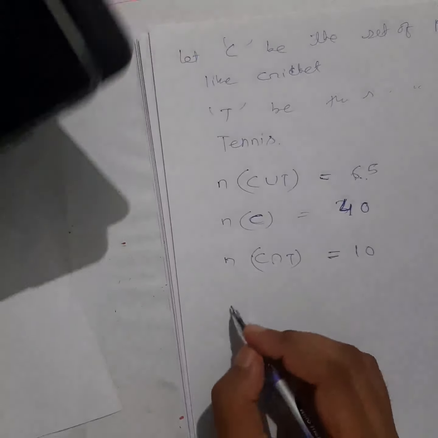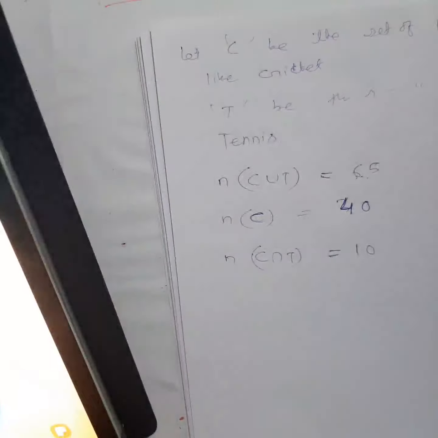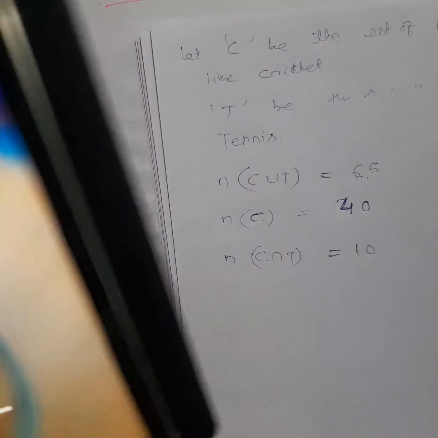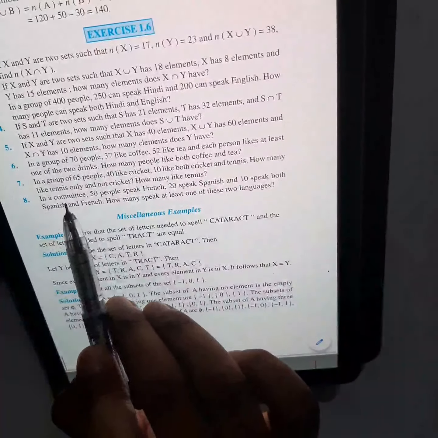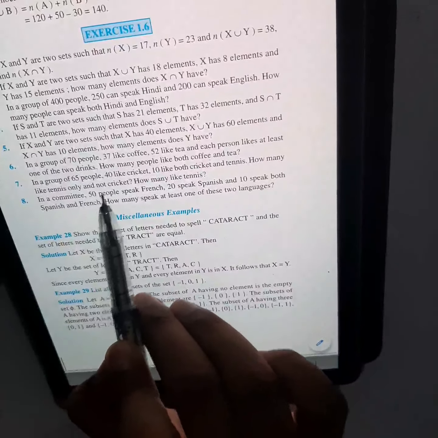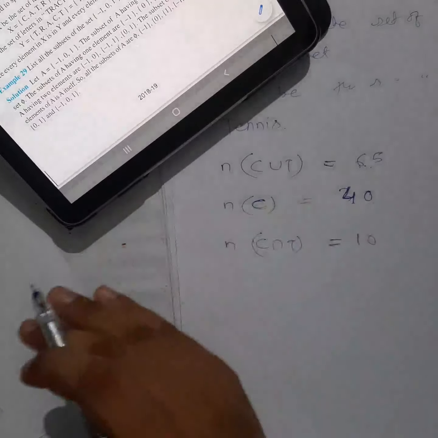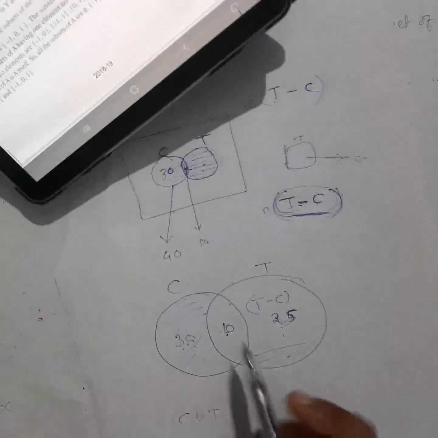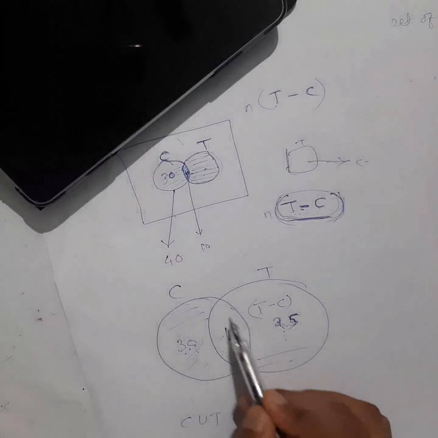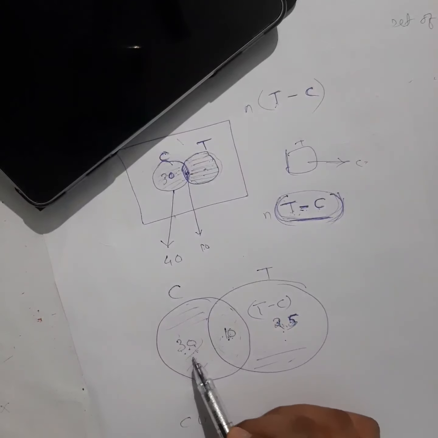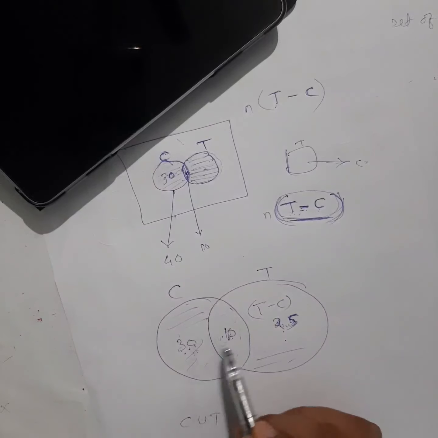So what do you have to find? According to the question, let me see what you have to find. They have asked you to find out how many like tennis only and not cricket. Means you have to find only people who like tennis, only tennis, not cricket. So if you see the Venn diagram, this is also people who like tennis, but they also like cricket. They play cricket also.